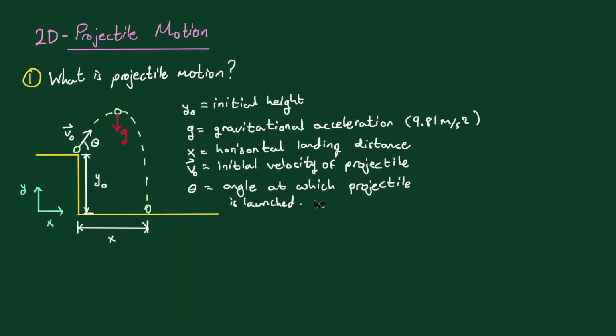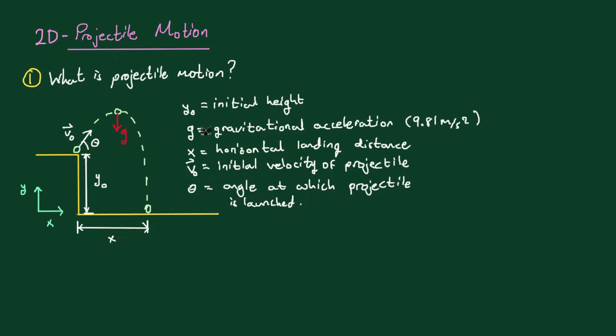So, what is projectile motion exactly? Projectile motion is when a particle is launched with a certain velocity v0 at a certain angle theta, and throughout the particle's trajectory it is affected by only one force, and that force is the force of gravity. So it experiences an acceleration due to gravity whose magnitude is g.